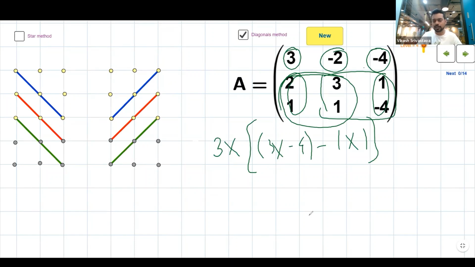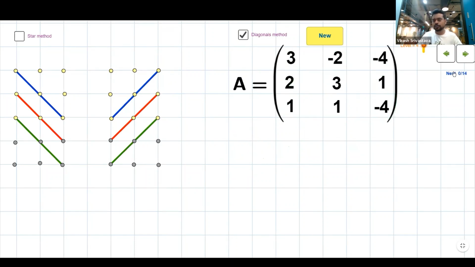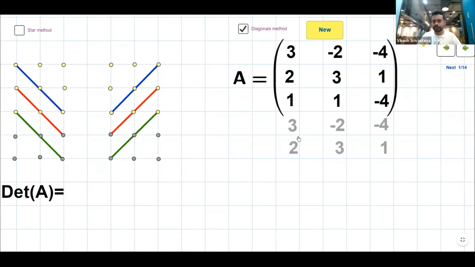That is a very similar way to calculate the determinant. Firstly, we'll copy these two rows here. Next, we multiply all these numbers together: 3 into 3, that is 9, into minus 4, that is minus 36. Next, we multiply these three numbers together, 2 into 1 into minus 4, that is minus 8. Then the third is 1 into minus 2 into 1, that is minus 2 again.